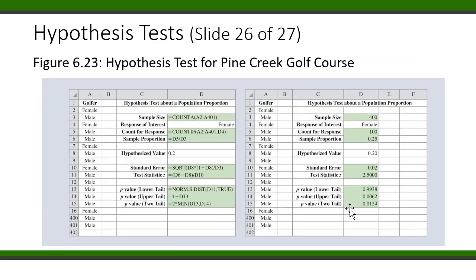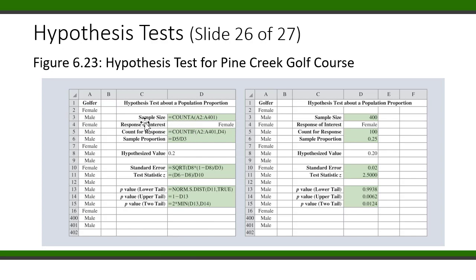So we're following along with the problem in the book starting on page 265, and this is about the Pine Creek golf course. And so we're interested in knowing if the proportion of women players is greater than 20%. That's what we think the alternative is. The null hypothesis is that it's staying the same or it's less. So this example takes you through exactly how you would do the calculation and do the test.